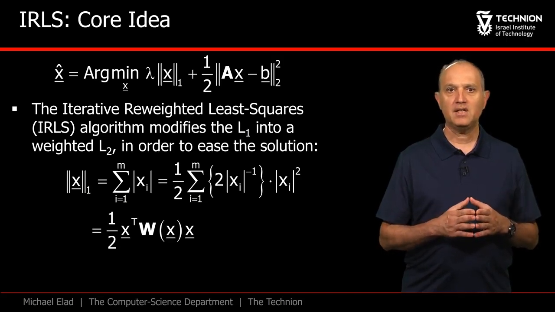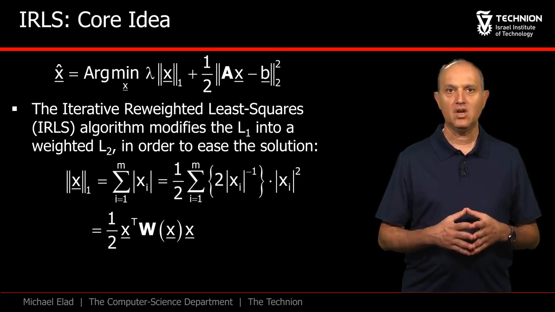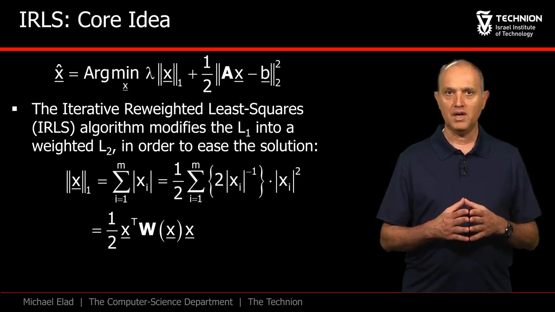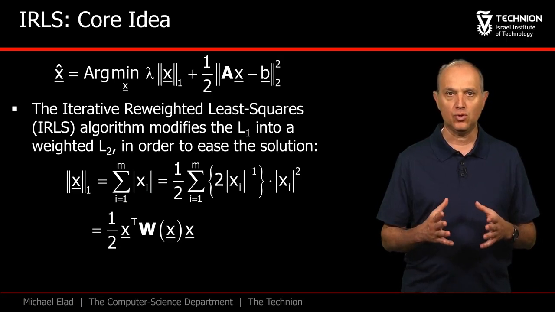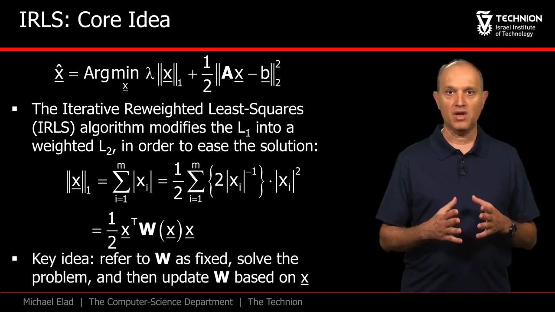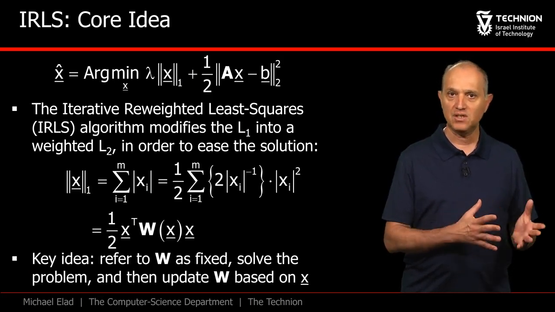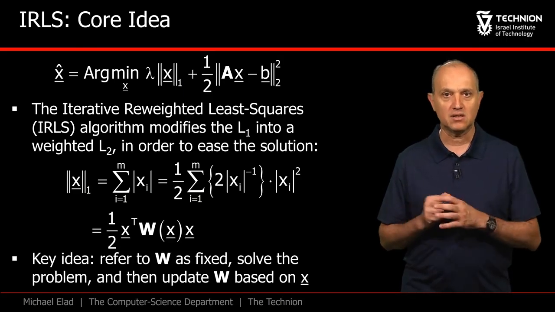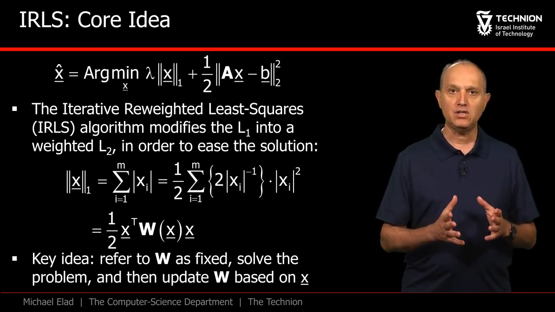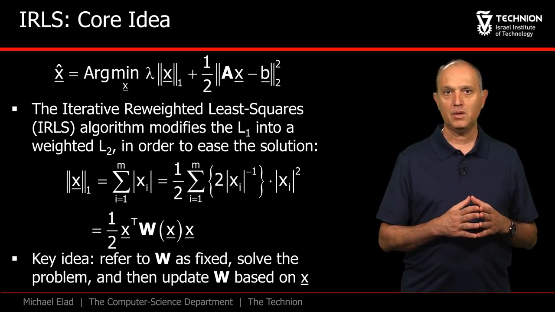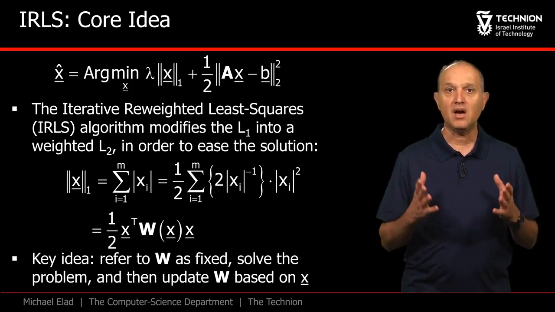Let's define a diagonal matrix W of x containing these values on its main diagonal. And so, L1 has been turned into a weighted L2 norm expression. The key idea of the IRLS is to consider W as fixed and solve the problem for x. Then update W based on the obtained solution. Iterating between these two steps is the IRLS algorithm.